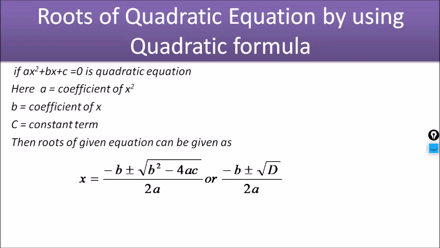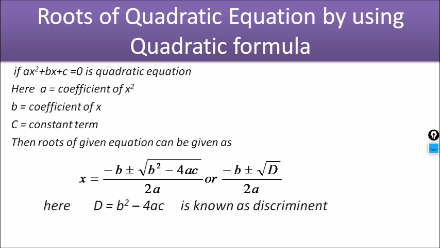Now here this b square minus 4ac can be represented with D. So this formula can be written as minus b plus minus root D upon 2 times a, where this D is known as discriminant. For real roots, the value of D is always greater than or equal to 0. So let us discuss some problems related to quadratic formula.